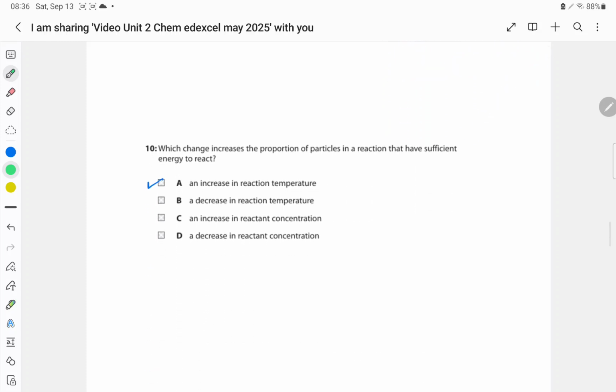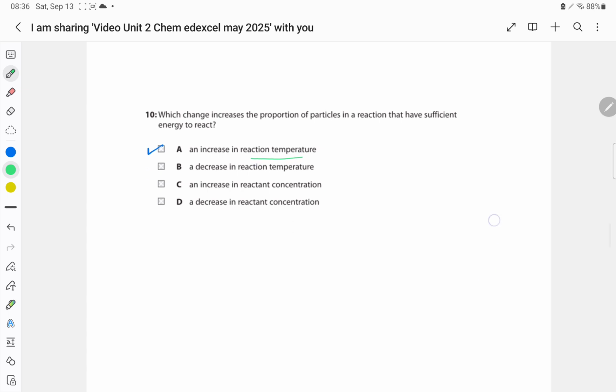Now moving on to question number 10, which is: which change increases the proportion of particles in reactions that have sufficient energy to react? Obviously only the temperature. Increase in the temperature is going to be the correct answer.